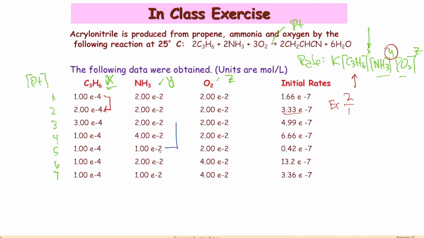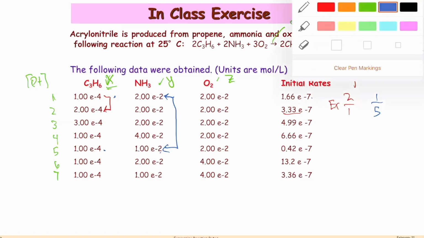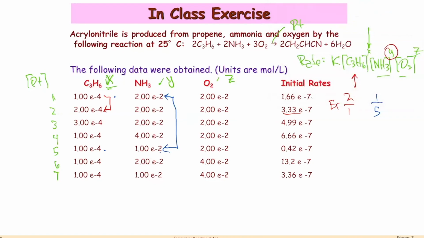Yeah, here. Okay. These two right here, because by selecting these two, experiment 1 and 5, the propene is 1 times 10 to the minus 4 for both experiments, and the oxygen is 2 times 10 to the minus 2. So which one's bigger? It looks like experiment 1 is bigger than experiment 5. So I'm going to put 1 over 5. Okay, 1.66 over 0.42.